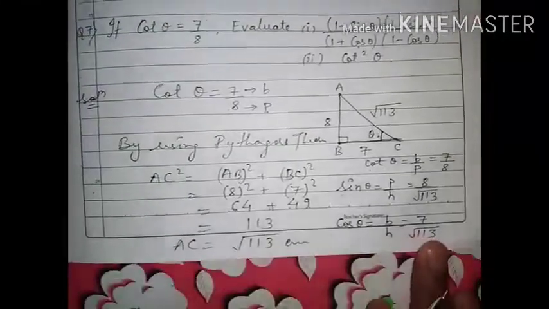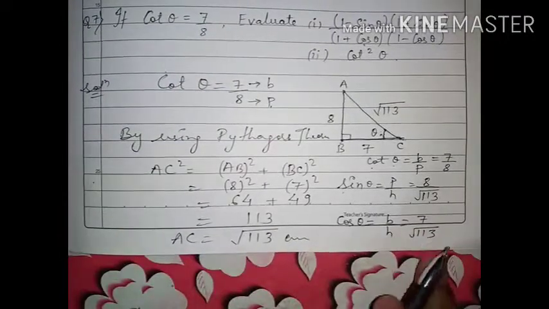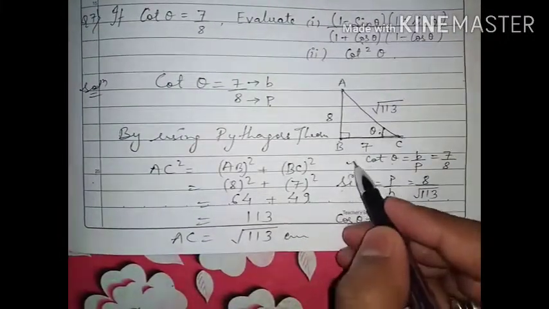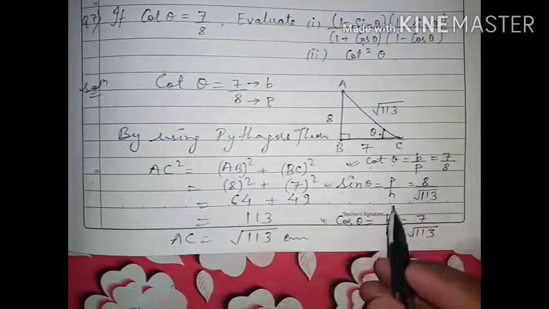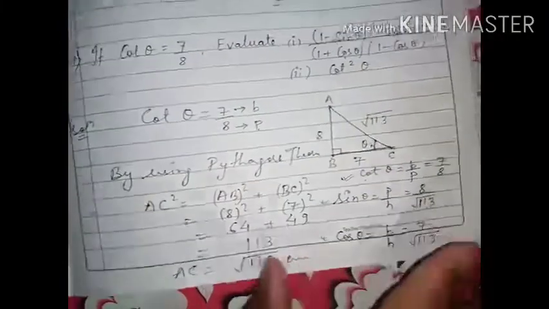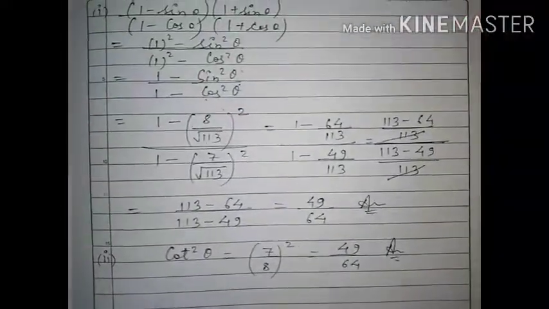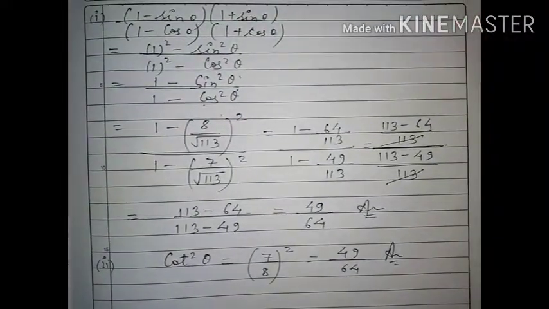Look at this again. Okay, you have to find these three: sin theta, cos theta and cot theta. Now putting these values in the required section.